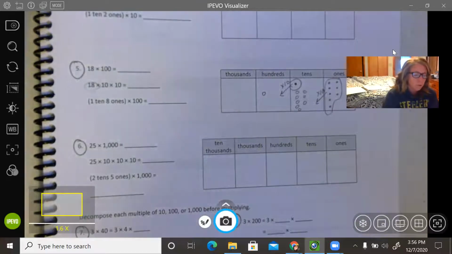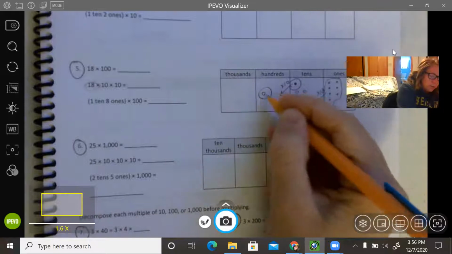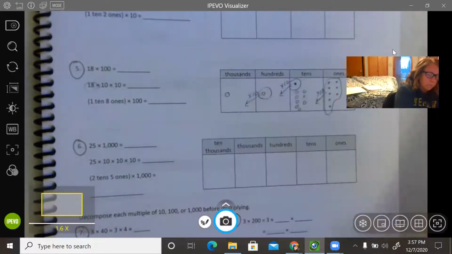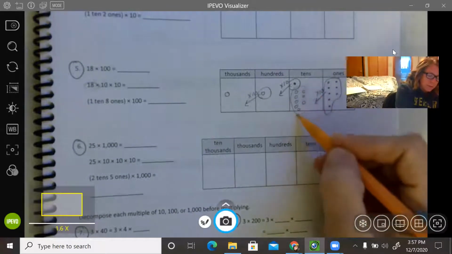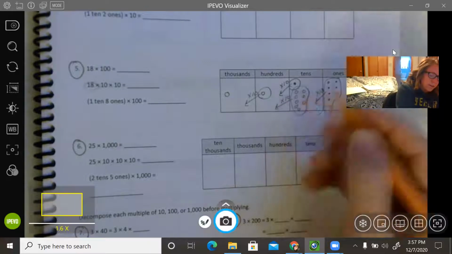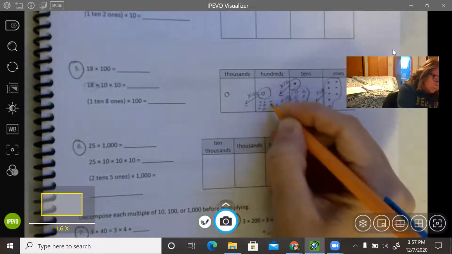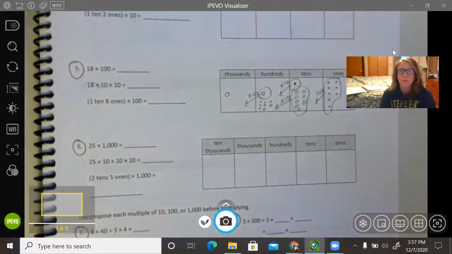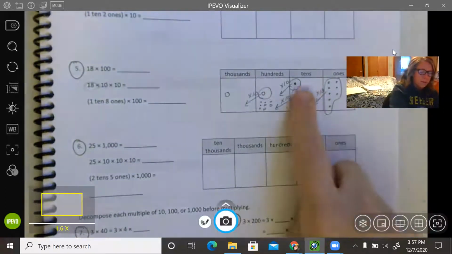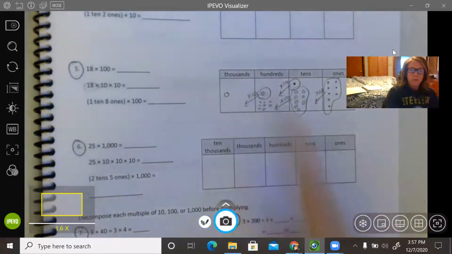Now I'm going to multiply by another 10. So I'm going to take this 100, multiply by 10. And now I'm going to take these 8 tens, multiply by 10 to give me 8 in my hundreds place. So after I multiplied by 10, 10 times 10 would be my 100.